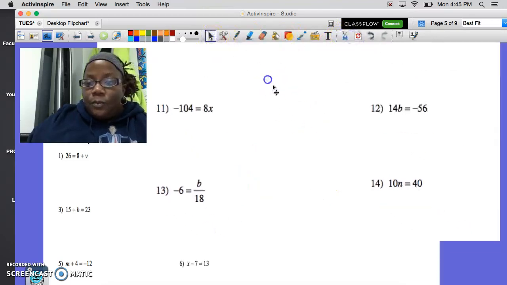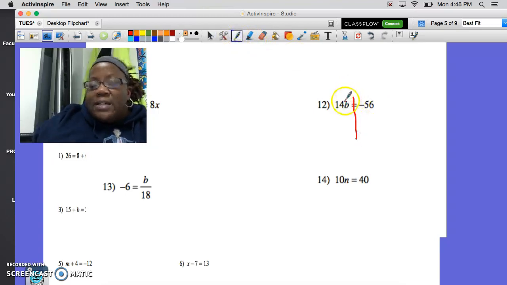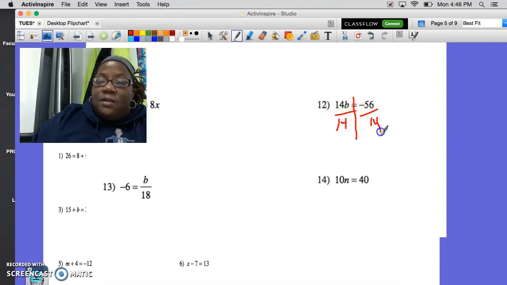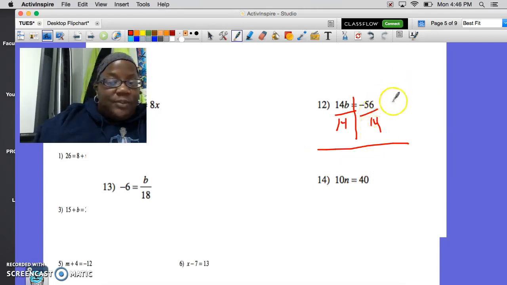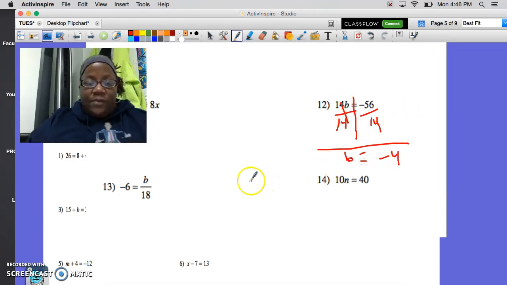Okay. So, looking at number 12. Again, no sign in between the number and a letter. So I know it means multiplication, so I'll do the opposite of what I see, which is divide. Both sides of the street. So I have now negative 56 divided by 14. Negative 4. Okay? Remember, that's going to cancel out. So B equals negative 4.